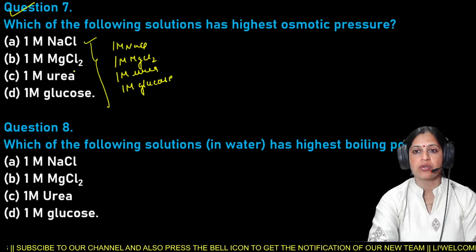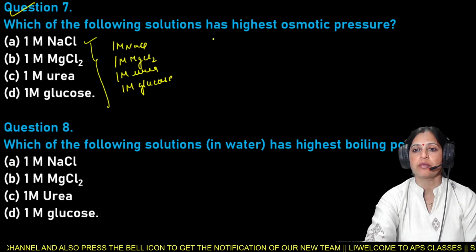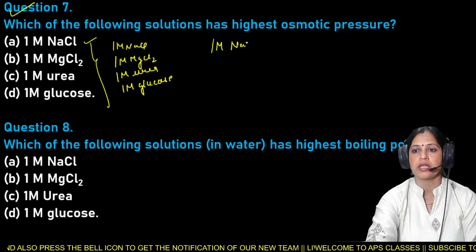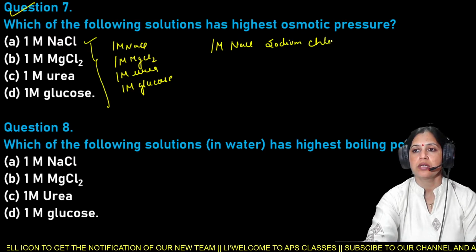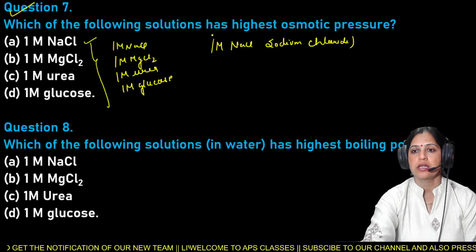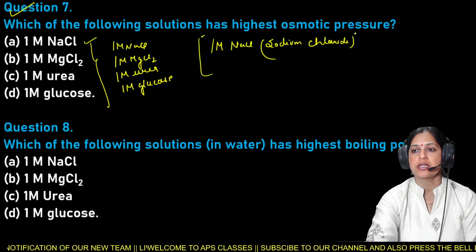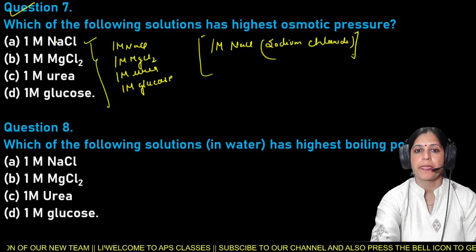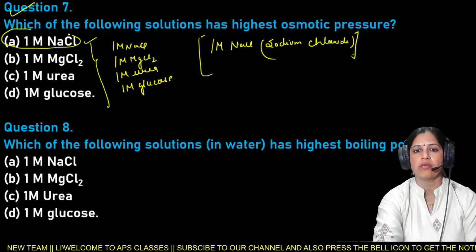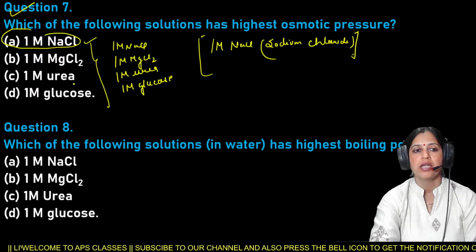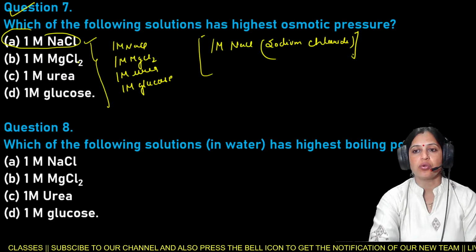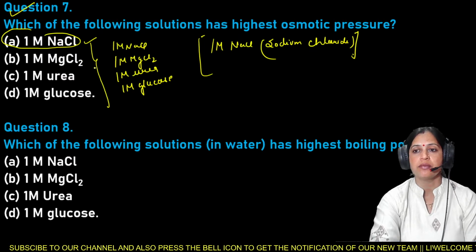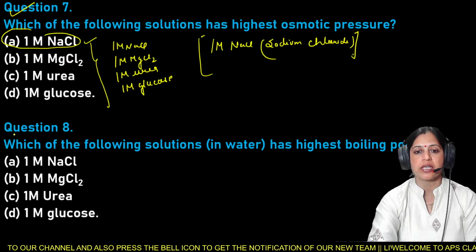The solution which has the highest osmotic pressure is 1 mole sodium chloride. So option A is the right answer. Not 1 mole magnesium chloride, not 1 mole urea, and not even 1 mole glucose. But 1 mole of sodium chloride is the solution that has the highest osmotic pressure. So option A is the right answer.